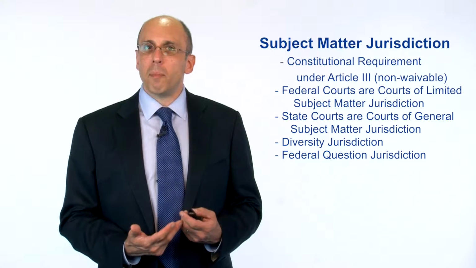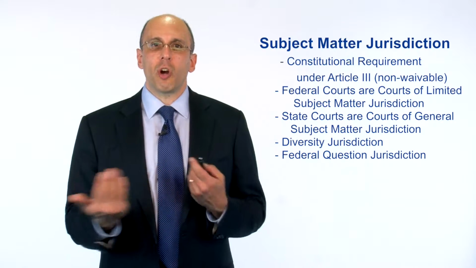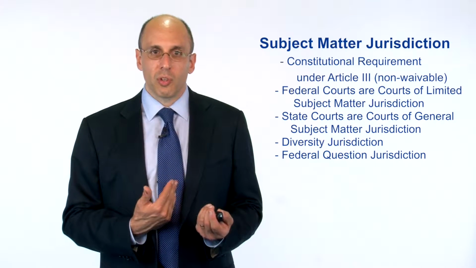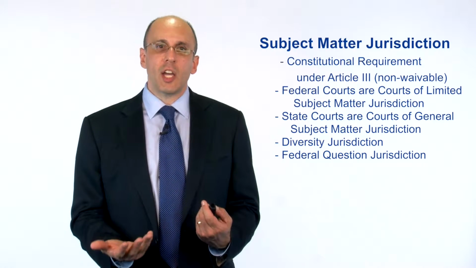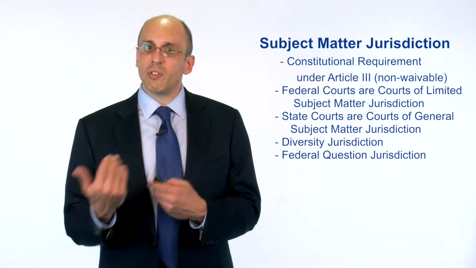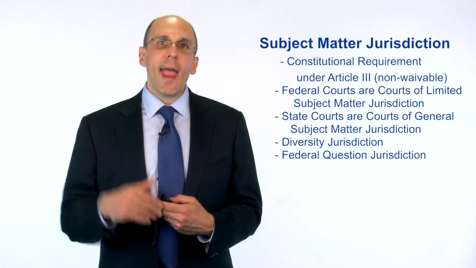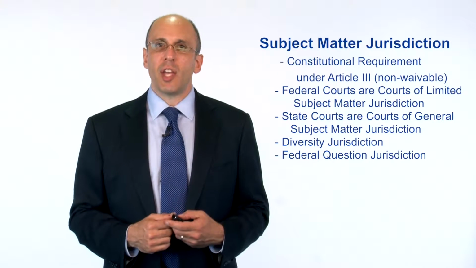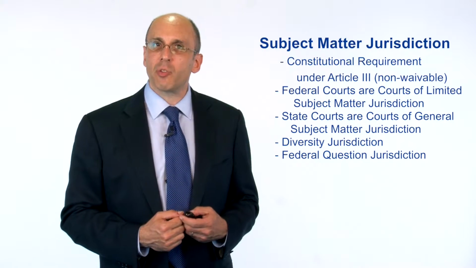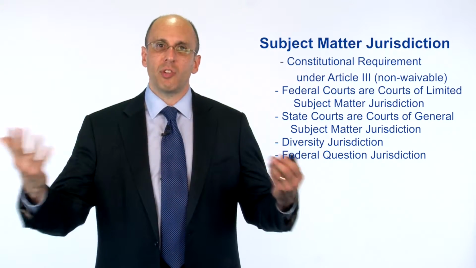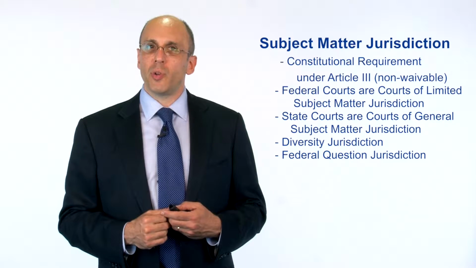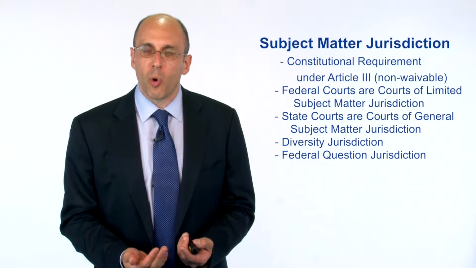Diversity jurisdiction means that the parties are from two different states. They're either citizens of different states within the United States, or one is a citizen of a foreign country, and the amount in controversy has to be over $75,000. So not minor cases; they have to be major cases involving citizens of two different states. That can get into federal court.